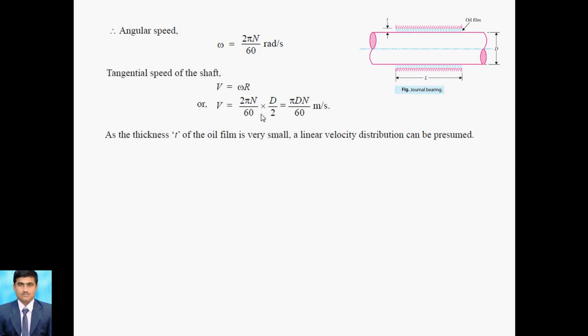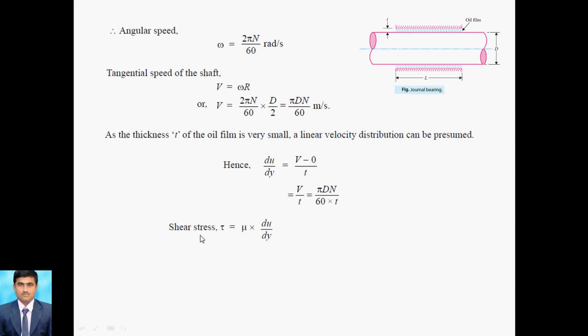The thickness t is very small, therefore we can consider a linear velocity distribution. Velocity distribution is nothing but du by dy, the velocity gradient. du means the change in velocity, that is final velocity minus initial velocity. The final velocity is V and the initial velocity is 0, so du by dy is V by t. We already discussed that V is equal to pi D N by 60, so this tangential velocity can be put in directly, and the equation becomes pi D N by 60t.